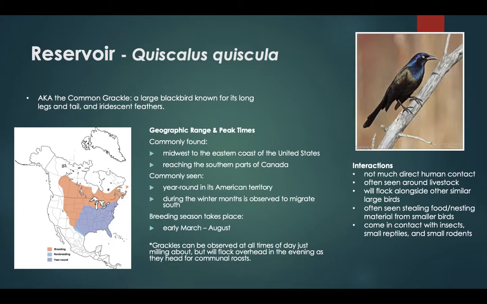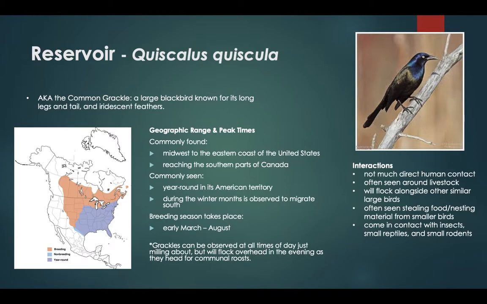Grackles are going to be commonly found ranging from the Midwest to the eastern coast of the United States, some even reaching the southern parts of Canada. You're going to see grackles almost year-round in their American territory, and then during the winter months, much like other bird species, you're going to see that migration south, and that's when you're going to see that Texas population really boom. And we have that map to the left, and you can kind of see the range that the birds are going to be taking.